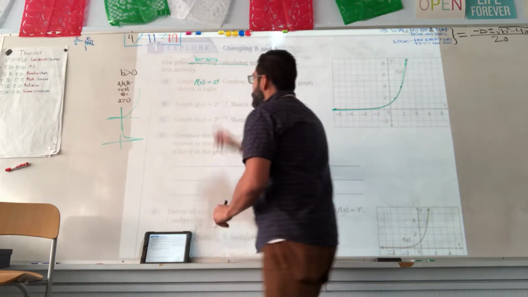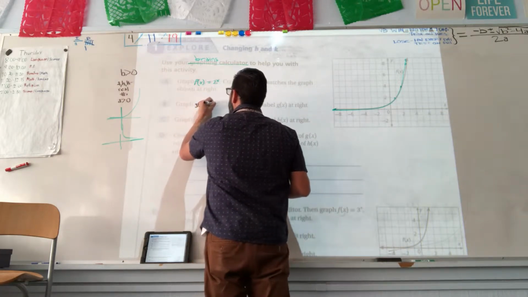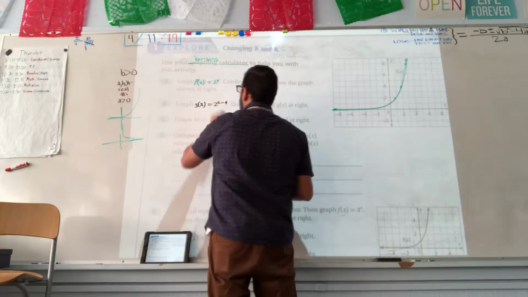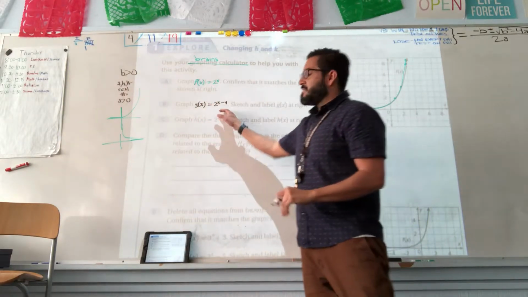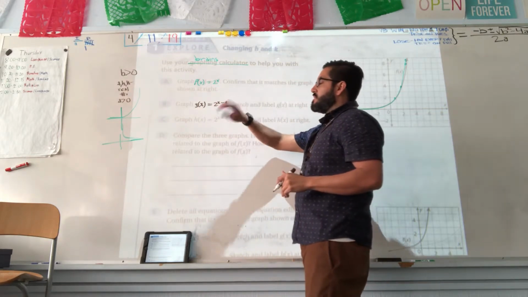Boom. Okay, so what I'm going to graph right now is g of x equals 2 to the x minus 4. Now I know you're freaking out. x minus 4, that might give us negatives. Well, let's just do a couple points and see.